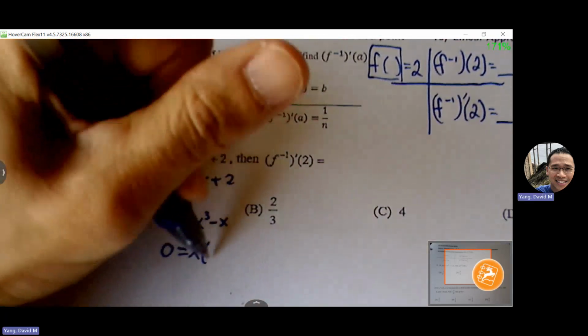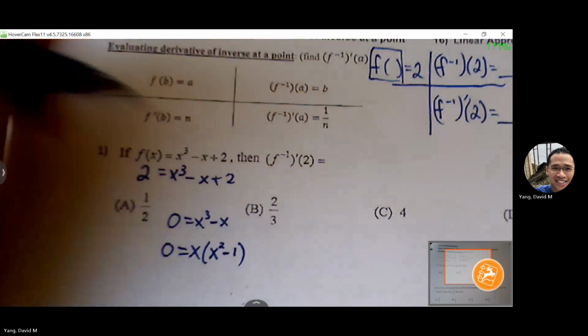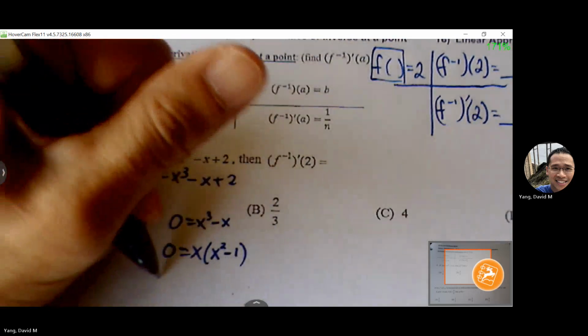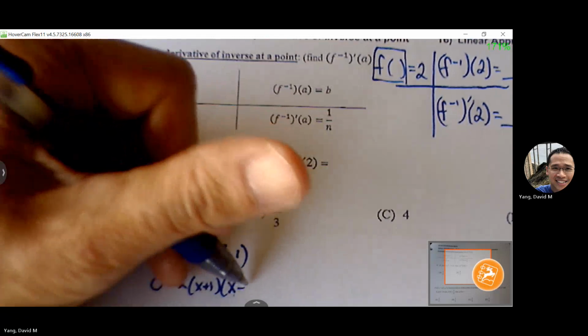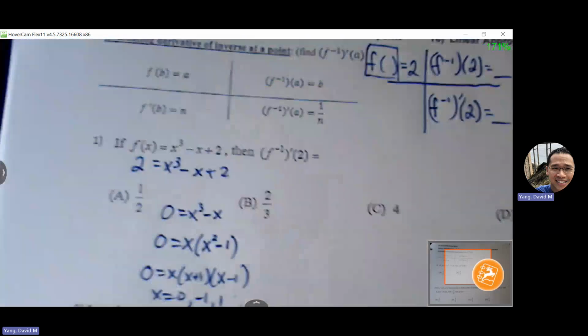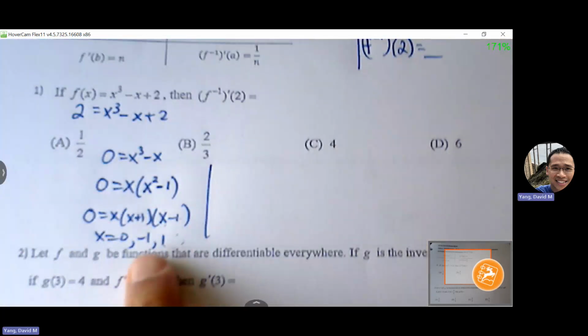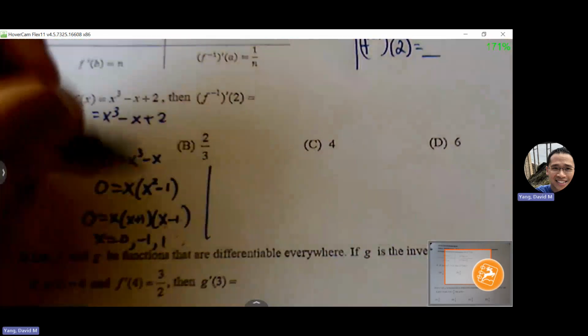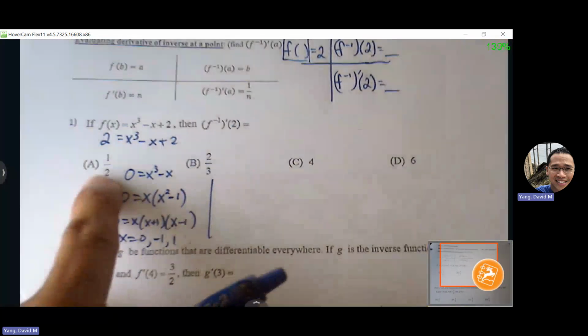You can factor the x out. So my x can either be 0, -1, or 1. Now, normally we don't have to worry about all 3 options here, but in this case, let's just go ahead and find f prime of all those values and see which one of our answer choices shows up.